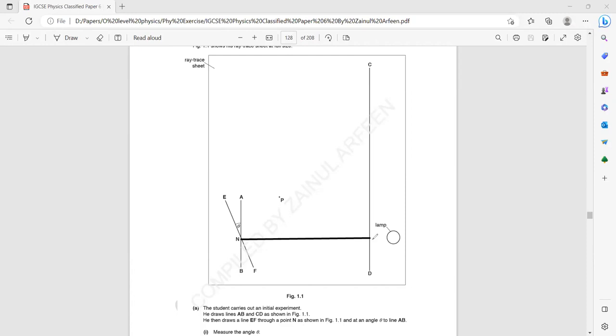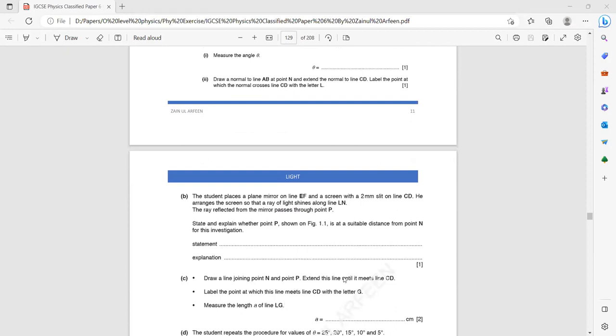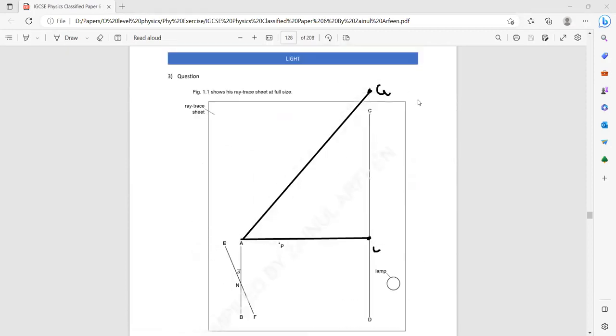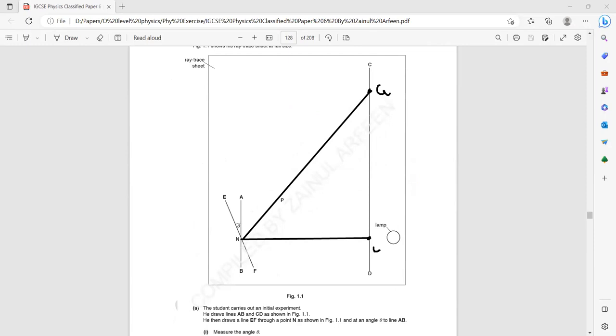So this line we already drew. That was the normal we drew in the beginning, which we called L. Then they're saying draw a line joining N and P and continue until it meets line CD. The position where it meets line CD, we label as G. And then we have to measure the length of LG. After drawing this line, you just have to use a ruler and measure the length. Example, we are just taking values. You just have to measure, say, it comes out 10 centimeter or 10.2 or 10.3 centimeter. Any value it can be.